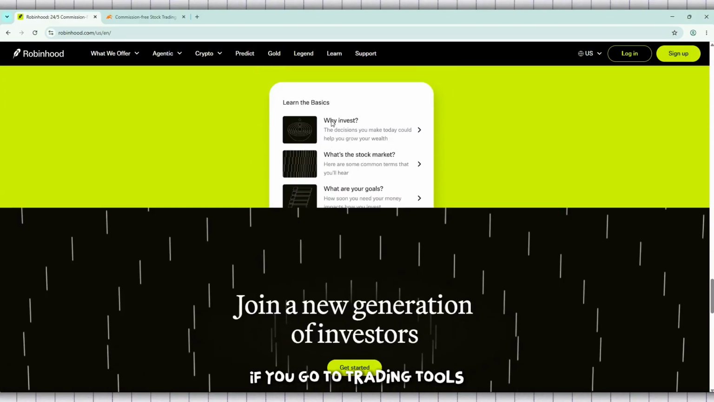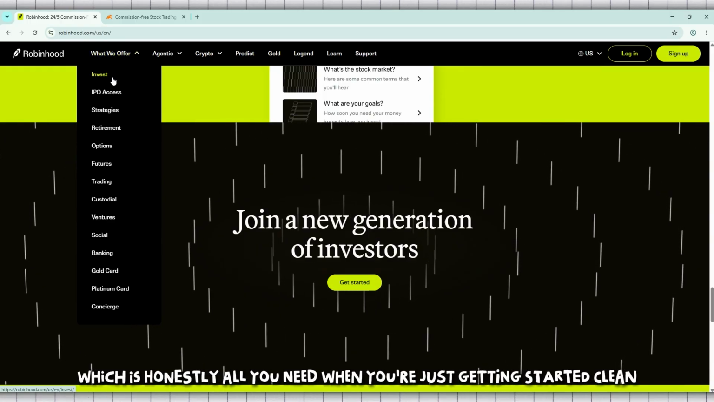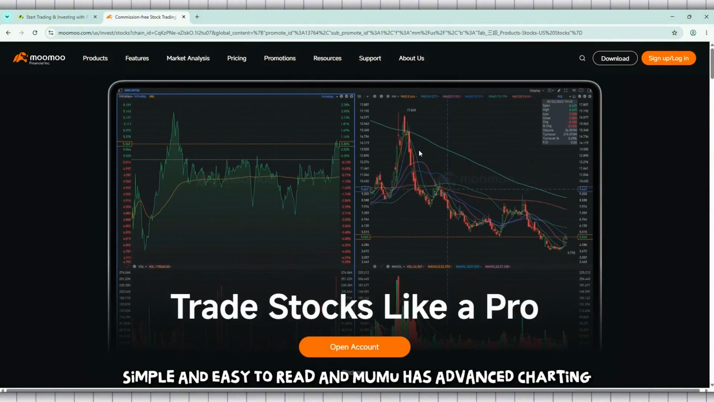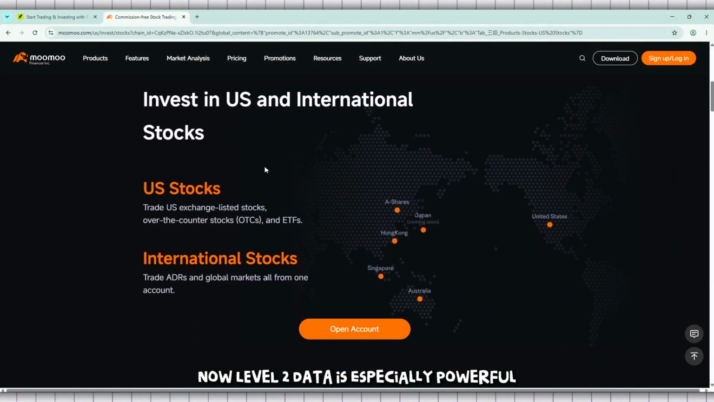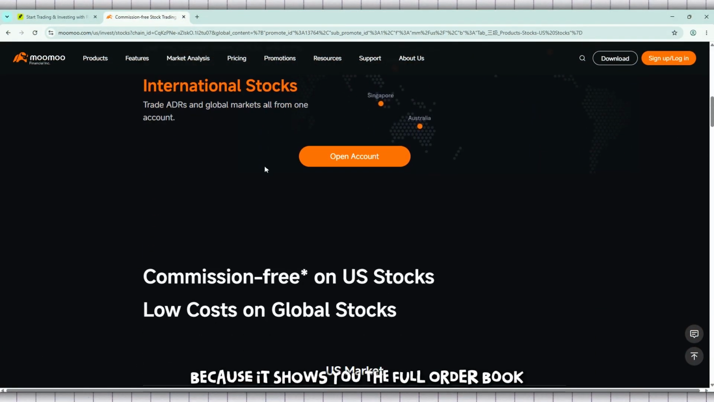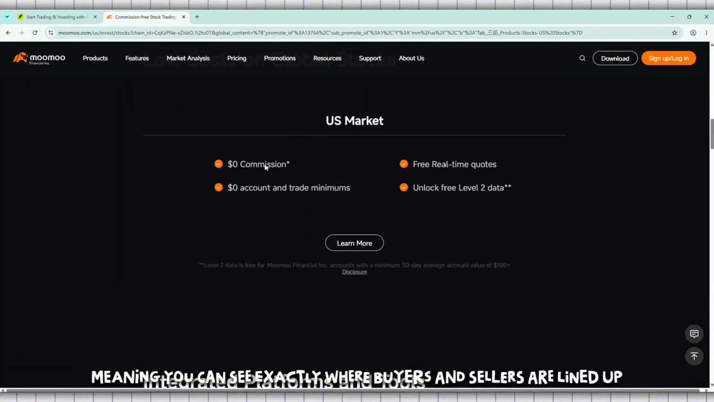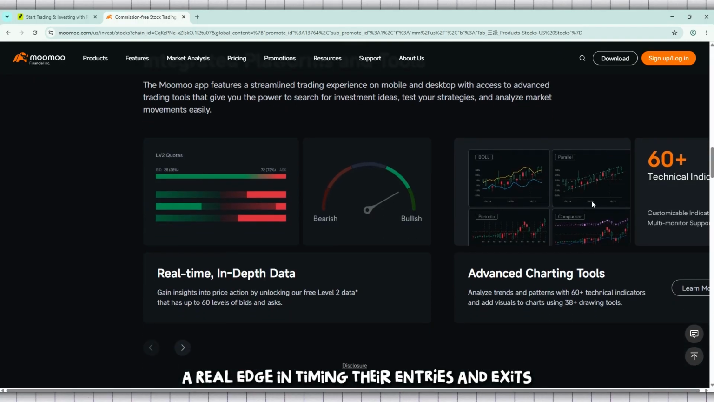If you go to trading tools, Robinhood has basic charts and trading tools, which is honestly all you need when you're just getting started, clean, simple, and easy to read. And MooMoo has advanced charting, level 2 data, and screeners. Now, level 2 data is especially powerful because it shows you the full order book, meaning you can see exactly where buyers and sellers are lined up, which gives active traders a real edge in timing their entries and exits.